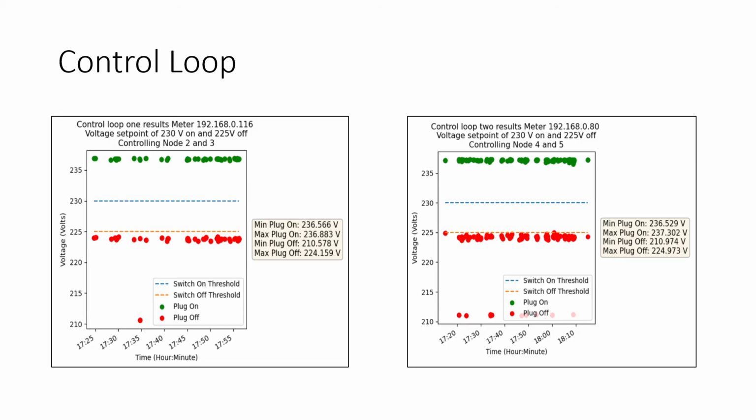The control loop was then allowed to execute for 90 minutes and the state changes of the plugs plotted. If the voltage was above 230 volts, the smart plugs were turned on, indicated by the green dots on the plot. If the voltage was below 225 volts, the smart plugs were turned off, indicated by the red dots. The 5-volt hysteresis margin was introduced to stop rapid toggling of the smart plugs. Successful control of the smart plugs was achieved.